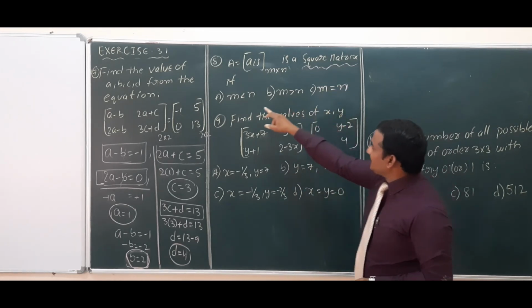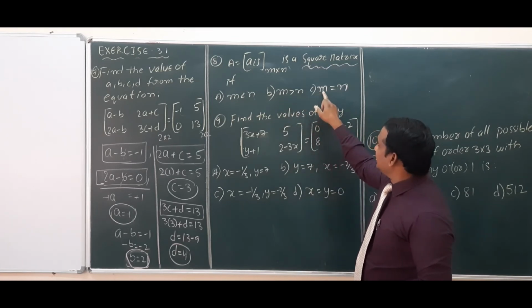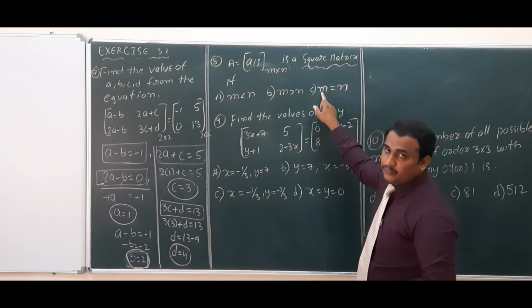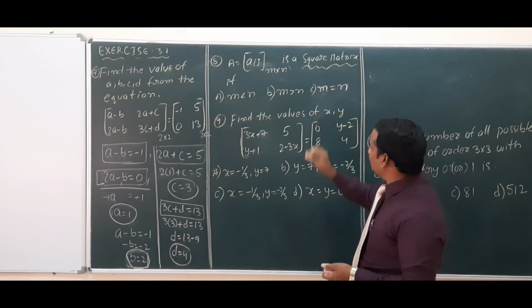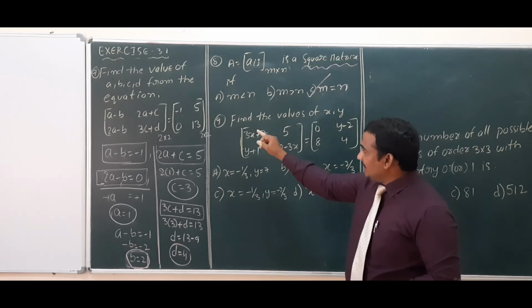Here, see option A, m less than n. Option B, m greater than n. Option C, you can see m means rows, n means columns. M equal to n. Number of rows equal to number of columns. Option C is the answer. Understand? Next one.